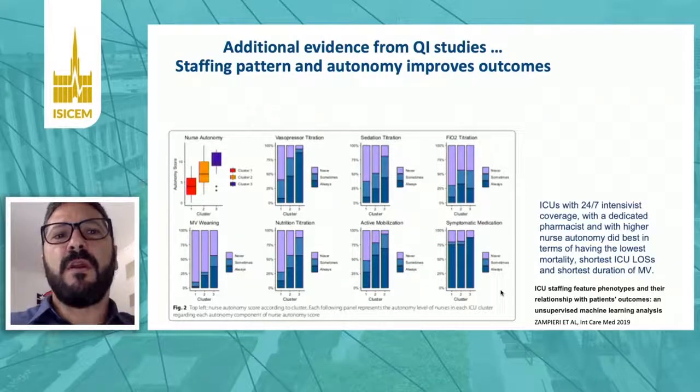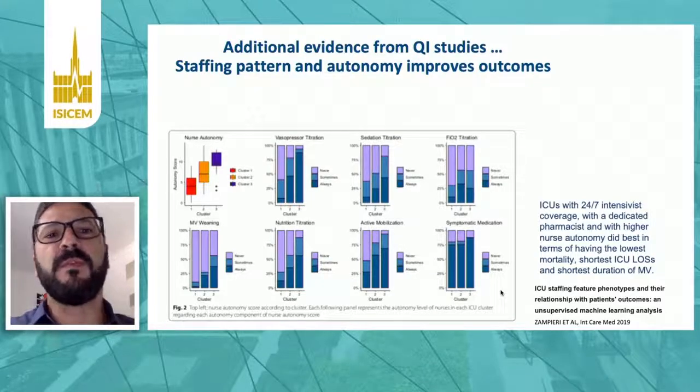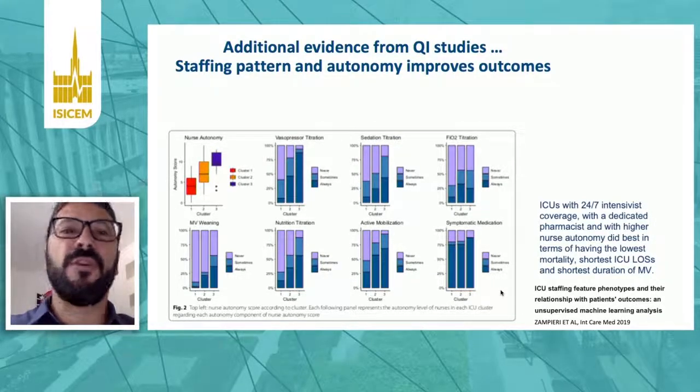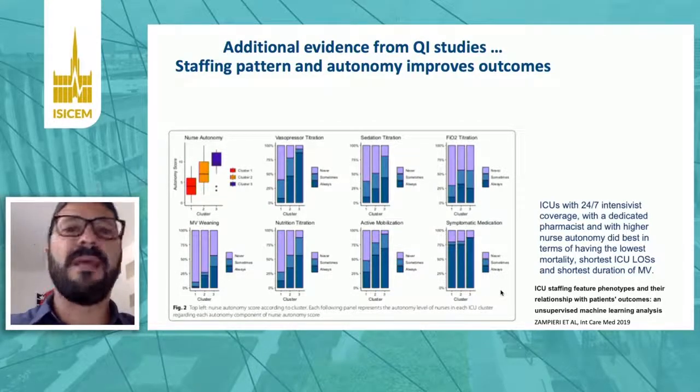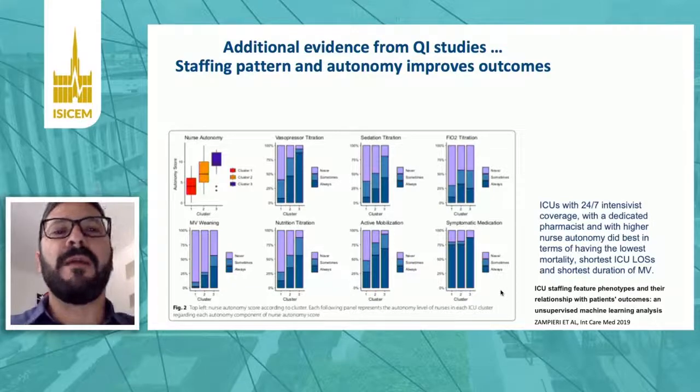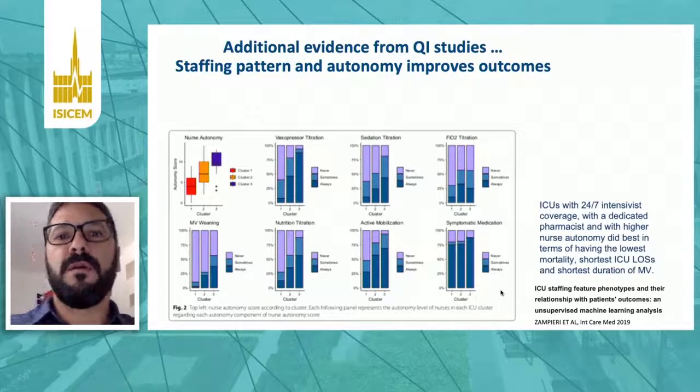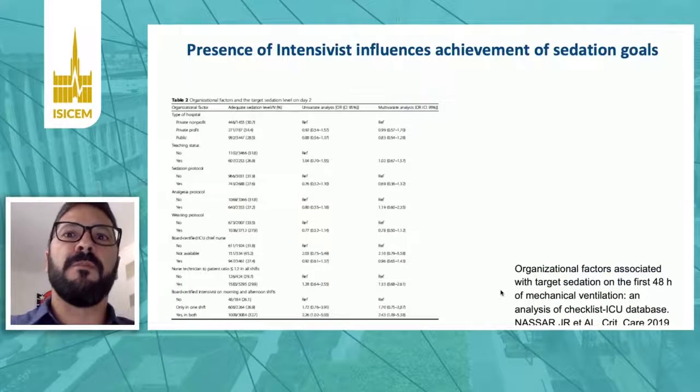In this sense, not only having more nurses, but also having 24/7 intensivist coverage and a dedicated pharmacist, and the high autonomy from the multidisciplinary team composed what we consider the most efficient cluster. That being said, ICUs where you had the most efficient profiles.